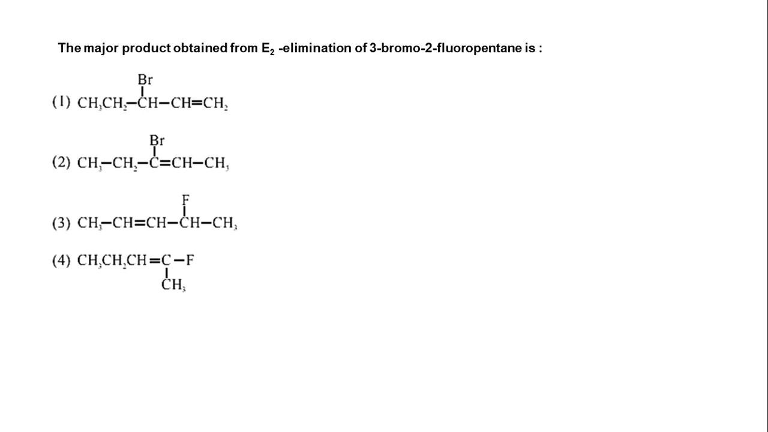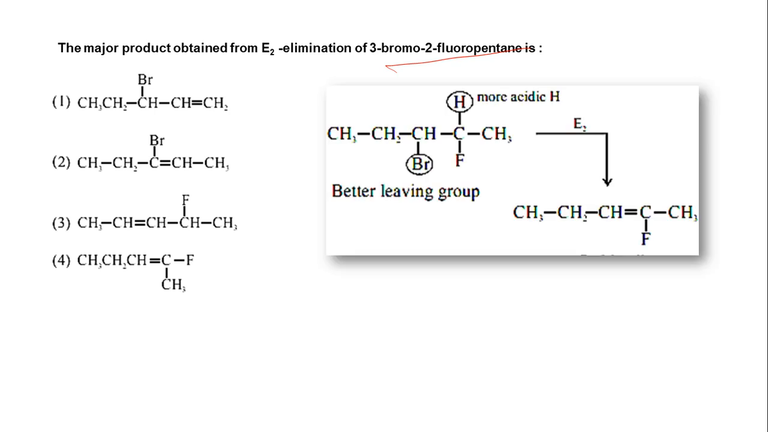The major product, sorry, I have mentioned elimination problem also by mistake, but whatever, let's discuss it. The major product obtained from E2 elimination of 3-bromo-2-fluoropentane, that we have to find. So first draw the structure of this molecule. 3-bromo-2-fluoro, total number of carbon will be 5. This is position number 2, this is position number 3.